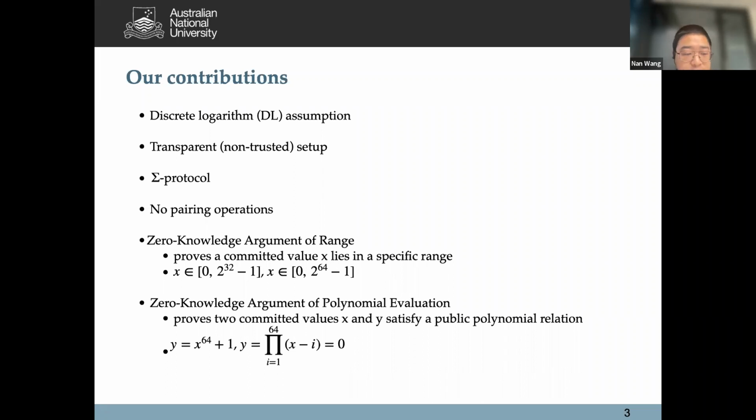The polynomial evaluation argument aims to prove that two committed values x and y satisfy a public polynomial relation without disclosing what x and y are. For example, we can prove a polynomial relation y equals x^64 plus 1. And sometimes we only want to hide x, so we can prove that x is a root of a public polynomial equation.